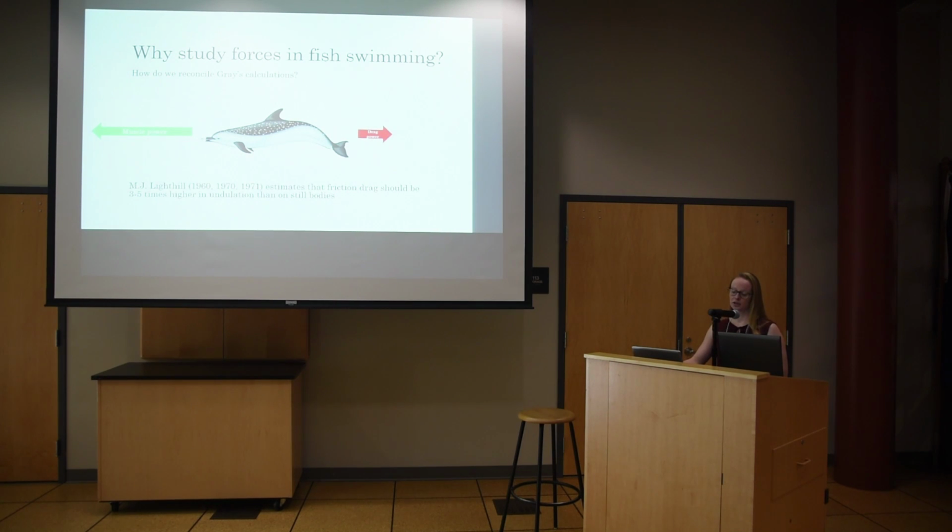However, in a paper by M.J. Lighthill, Lighthill estimated that the friction drag should actually be 3 to 5 times higher in undulation than on still bodies. The friction drag is the interaction of the fluid with the object's surface, and that causes drag on the object. So if the friction drag is 3 to 5 times higher in the undulation than on still bodies, that causes our force balance again to move in the direction of drag.